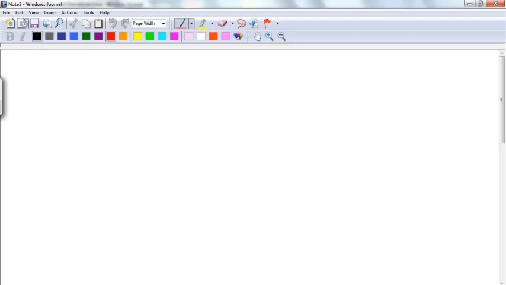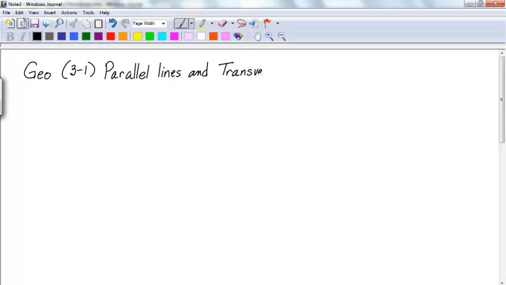Okay, so put this in your notebook for section 3.1, and this section talks about parallel lines and transversal lines. Okay, parallel lines and transversal lines. First, the author talks about parallel.